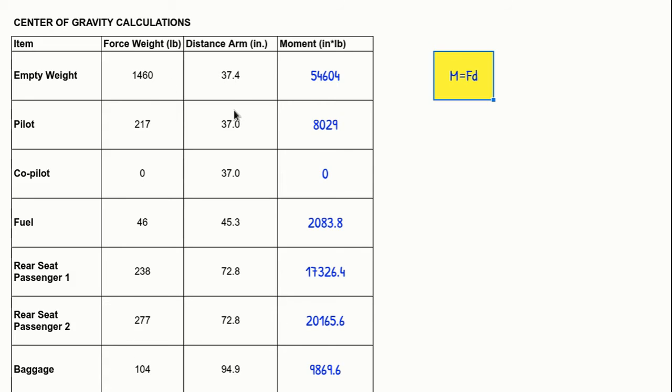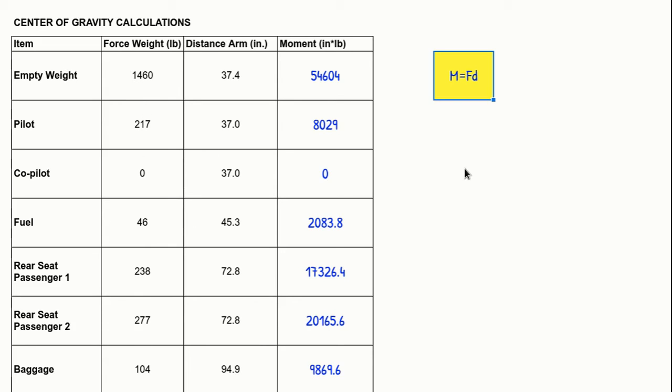And then these distances here are the distance from that datum line, from the firewall. So we can see that the pilot and the co-pilot are 37 inches from the firewall, and the fuel is 45 inches from the firewall, and then the passengers are about 73 inches from the firewall. So on like that. So usually these numbers are very static, except for the weight of the plane, the empty weight of the plane, everything else here can change.